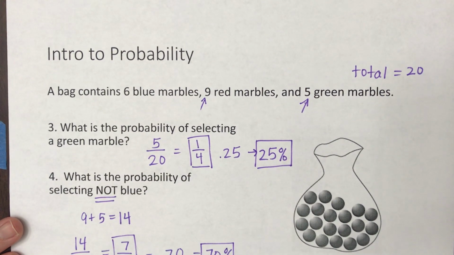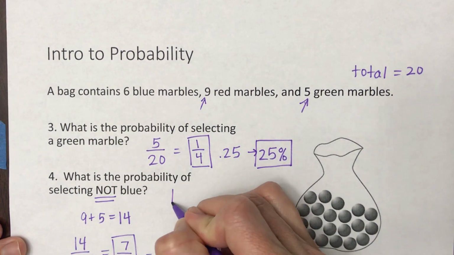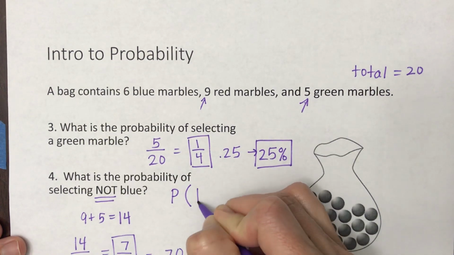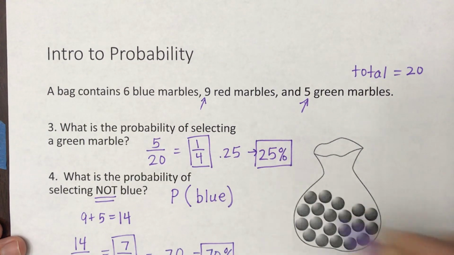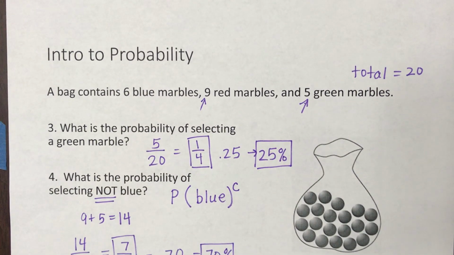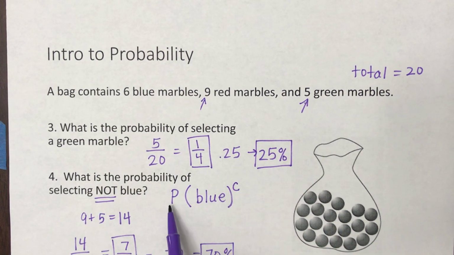Reduced fraction, percentage. Also, sometimes when they're asking you what is not something, they're really asking you the complement. And sometimes you'll see this set up in probability statements. So if you saw this in a probability statement, they would put the P, the probability of blue marbles, and then sometimes they have a little C, and that means complement. So everything that's not blue would be the same thing as saying probability of blue complement. So sometimes you see questions like this in probability.